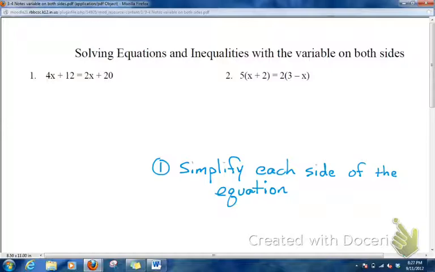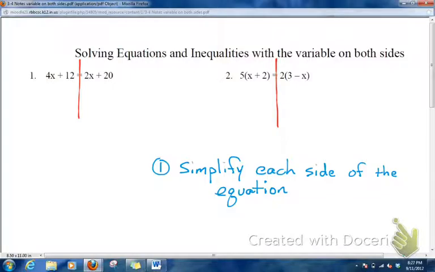If you're looking at the two equations up here on the screen, example 1, example 2, again, if you would simply draw a line down the center, there we go, breaking up the sides of your equations, you'll understand what I mean. Simplify each side of the equation first.